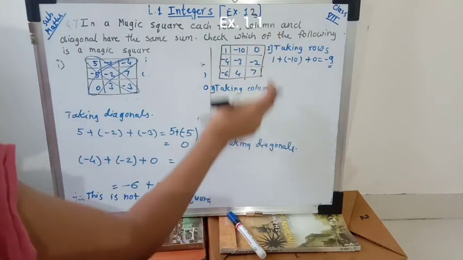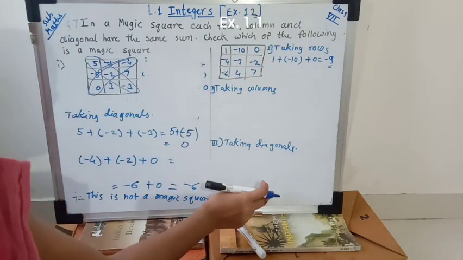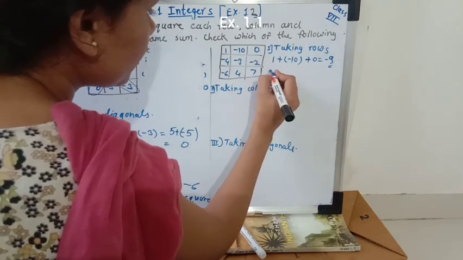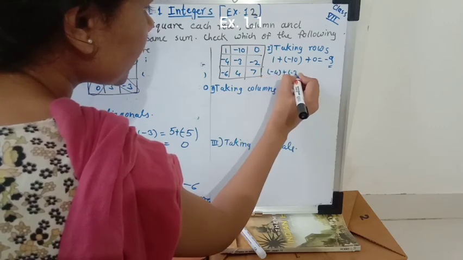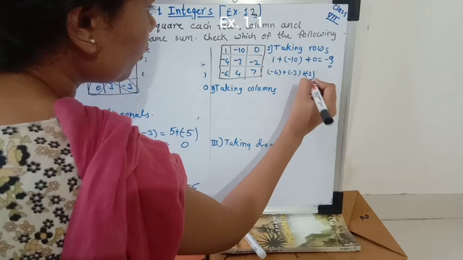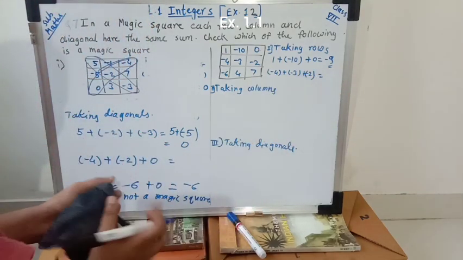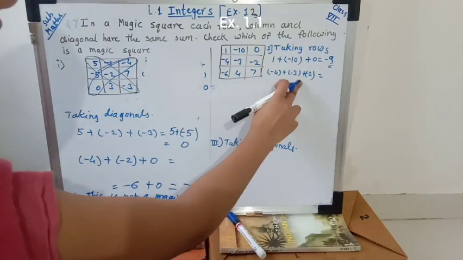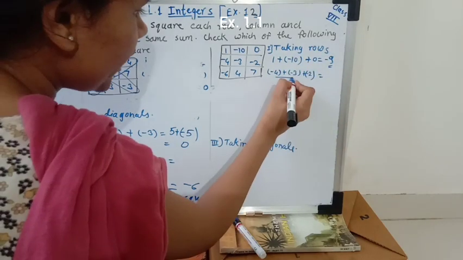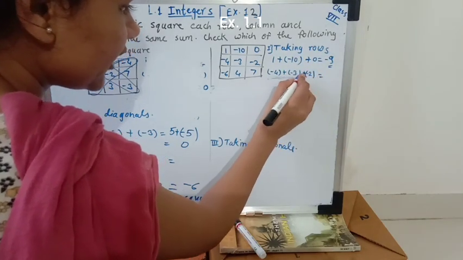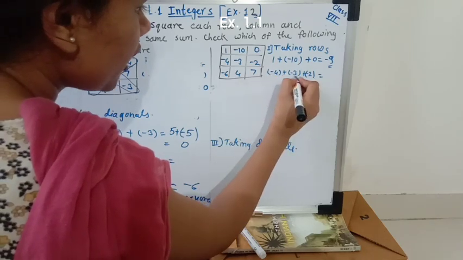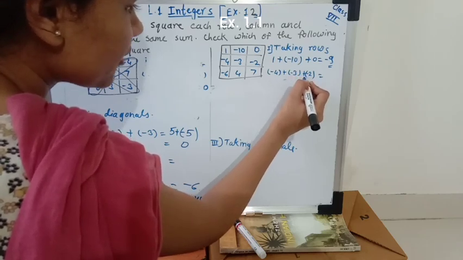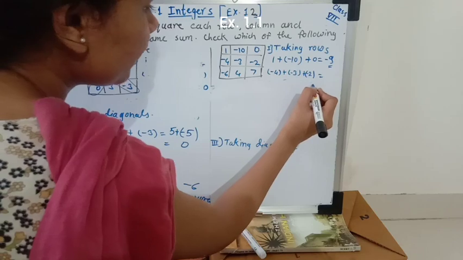So we should get the value minus 9 for all the rows, columns and diagonals. Let's do the addition of the second row. The second row is minus 4 plus minus 3 plus minus 2. Three numbers are there with the negative sign. First do the addition of these two, otherwise do the addition of the other two. We'll get the same answer. So I'll do the addition of these two numbers. Both the signs are the same, so 3 plus 2 is equal to 5.